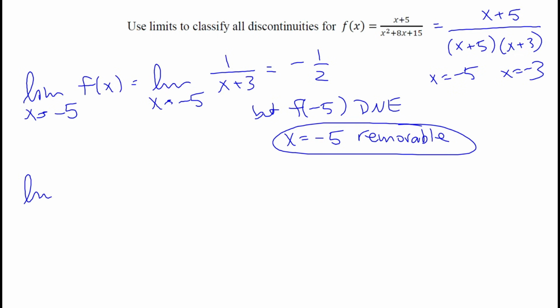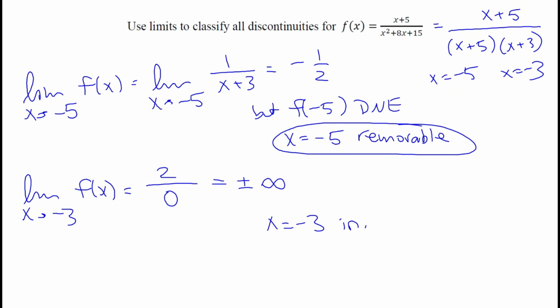And then we'll do the limit as x approaches -3 of f of x. Well, the x plus 5s, we can still cancel them if we want, right? Or we don't have to, it doesn't really matter. So if we don't cancel them, it's -3 plus 5, which is 2, over 2 times 0. Well, 2 over 0 is either positive or negative infinity. So if the limit is infinity, that tells us that it's an infinite discontinuity.